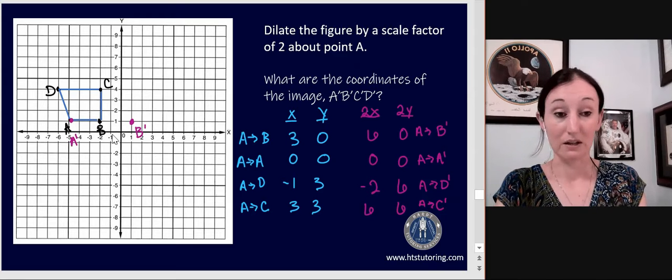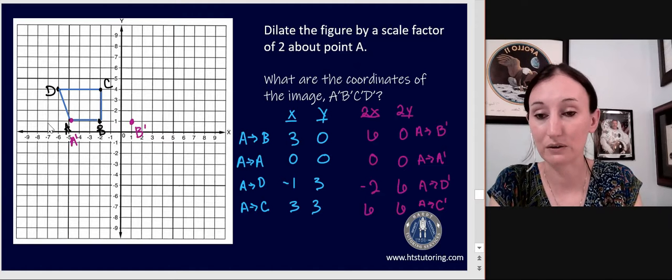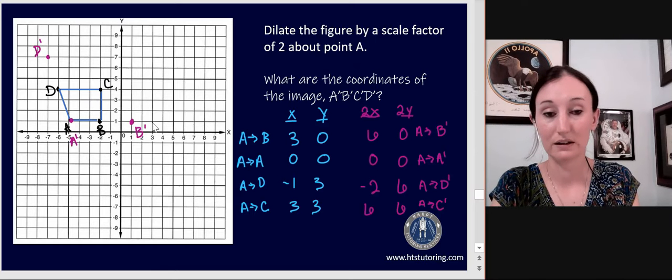Okay? A to A, we're not changing. A prime is going to stay right there. A to D. Okay, we need to go -2 now. 1, 2, then up 1, 2, 3, 4, 5, 6. This is D prime. And C prime is going to be 6, 6. 1, 2, 3, 4, 5, 6. 1, 2, 3, 4, 5. C prime. And then we draw our image.